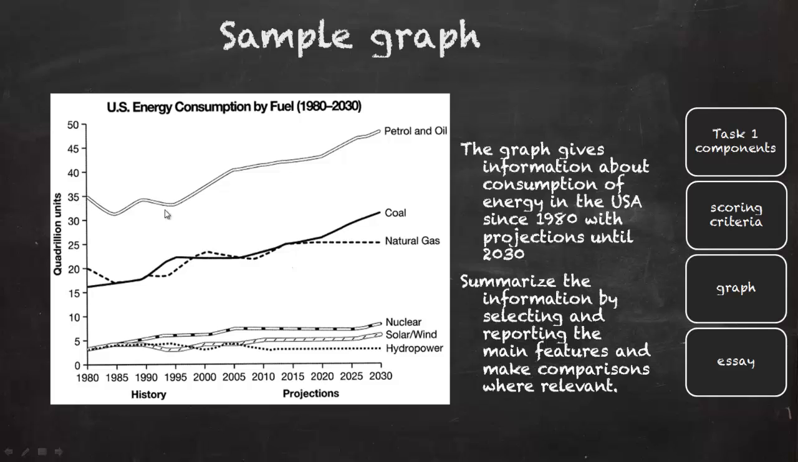It has multiple lines, and they're all in a different color and different shape, but what you need to pay attention to first is the axis. On this vertical axis you can see the figures are given in numbers, and more specifically quadrillion units. It goes from 0 quadrillion units to 50 quadrillion units. On the horizontal axis you see it says history and projections. Projections means sort of like predictions into the future.